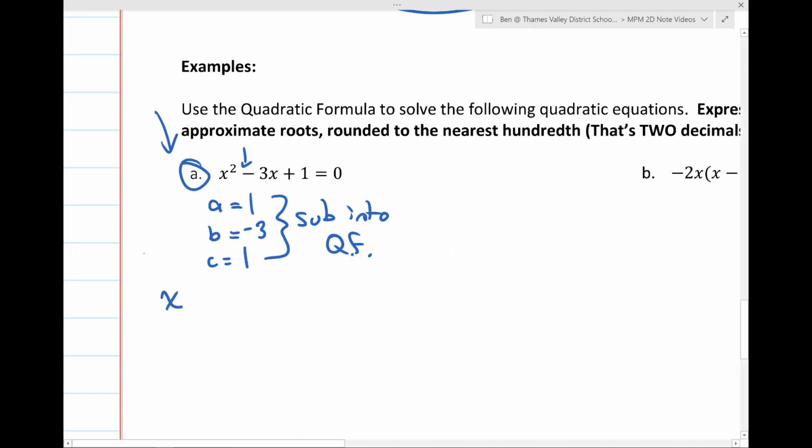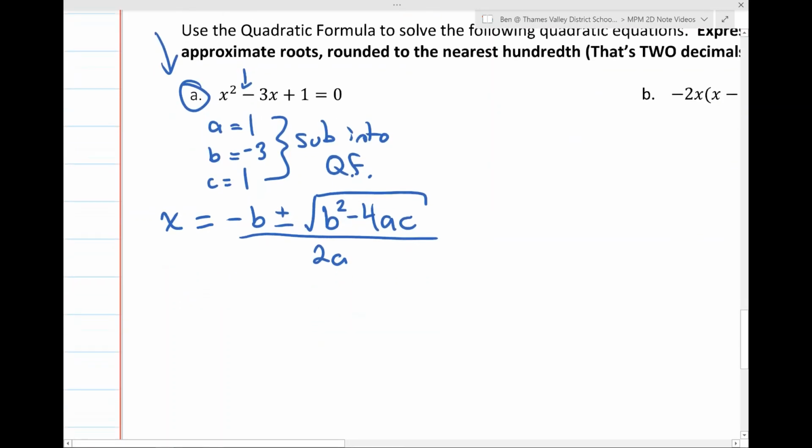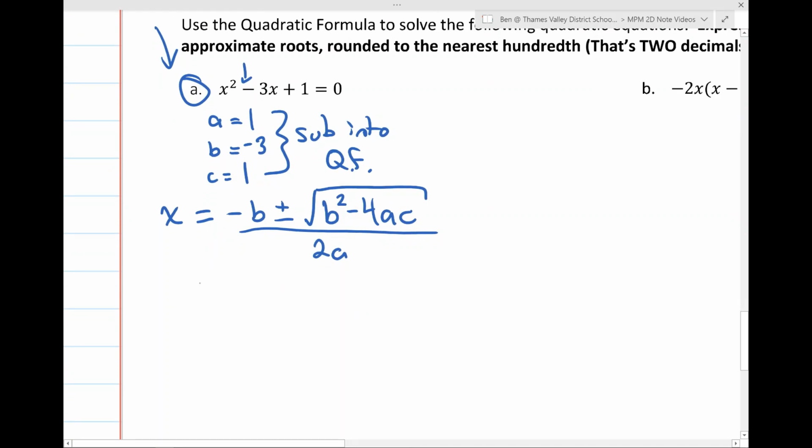So our quadratic formula, remember the quadratic formula is an equation. We need to make sure we write x equals on the left hand side. x equals negative b plus or minus the square root of b squared minus 4ac, all divided by 2a. All right, now we're going to substitute in the values that we know. So we know a equals 1, we know b equals negative 3.